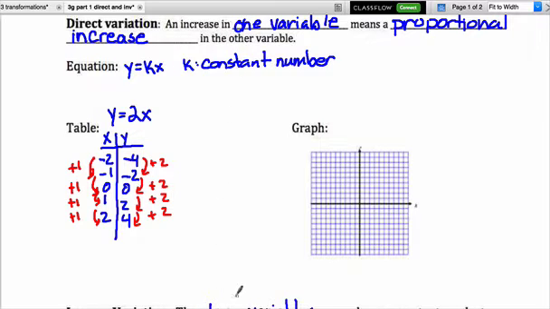Okay, let's go ahead and graph these points and see what we end up with. So -2, -4, -1, -2, 0, 0, 1, 2, and 2, 4. So when I connect them, it looks like a line. So direct variation means you're going to end up with a graph that looks like a line.